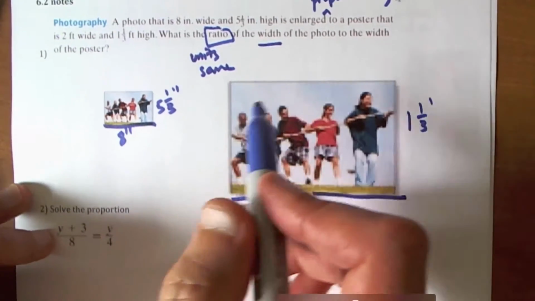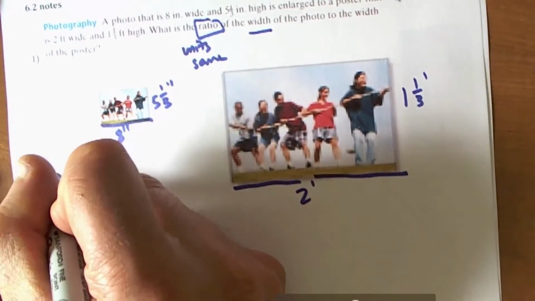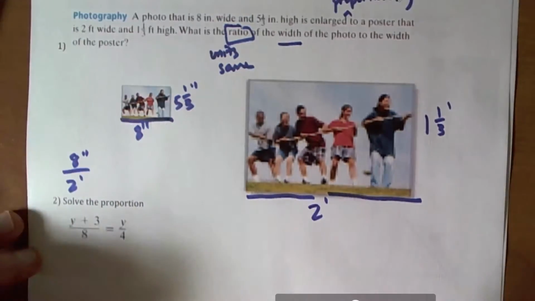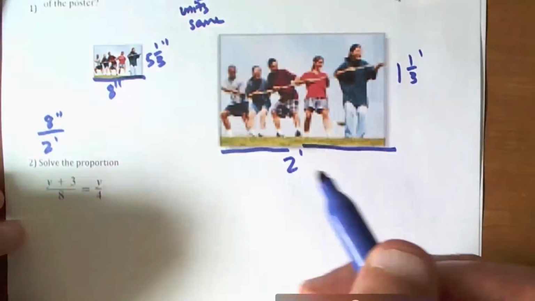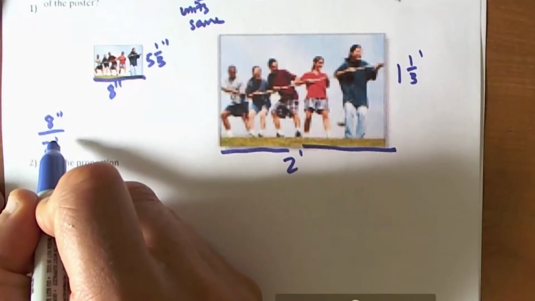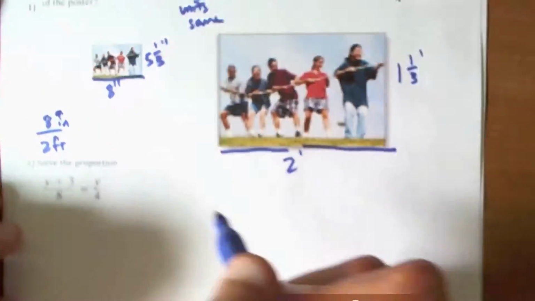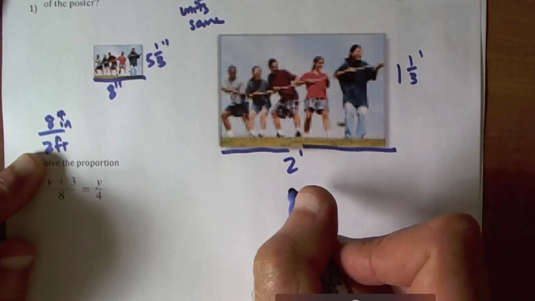So if I try to say the ratio of the photo to the poster is 8 inches to 2 feet, that's incorrect. I guess you'd call that a rate. That's not a ratio, right? So we have to convert. We have to convert feet into inches. Let me just write this so it's a little more clear. Feet into inches, or I guess inches into feet, but it's probably easier to convert feet into inches.